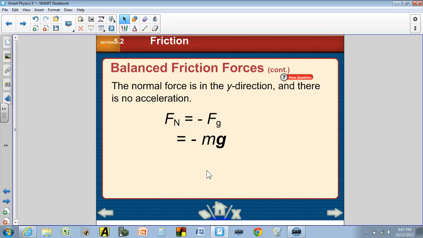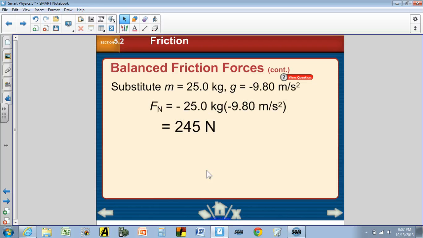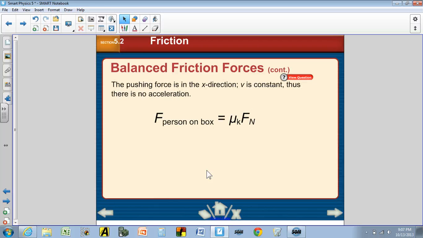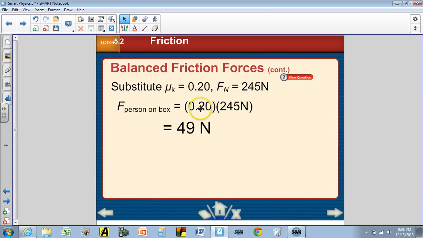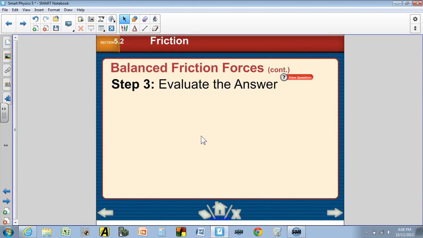So we're going to solve it by first of all figuring out what the normal force is. And then we're going to figure out how much the push force has to be by taking the normal force times that 0.2 coefficient of friction. And we get our force on the box.